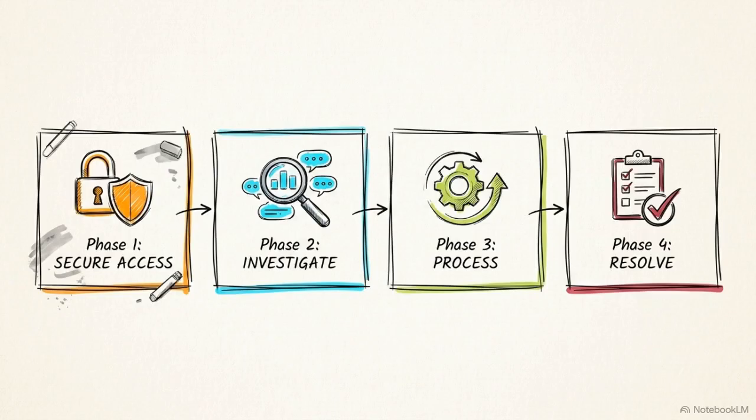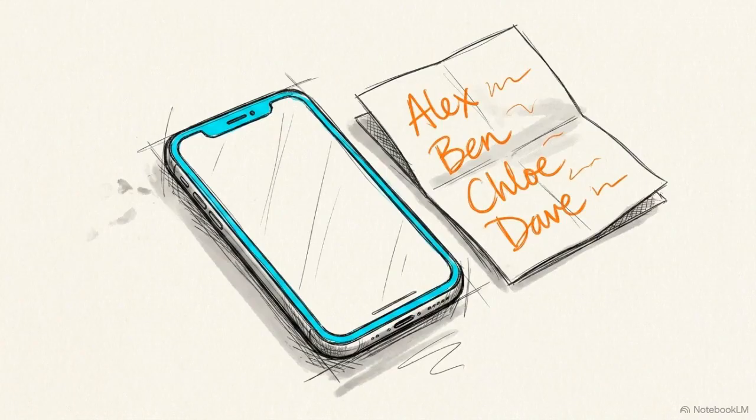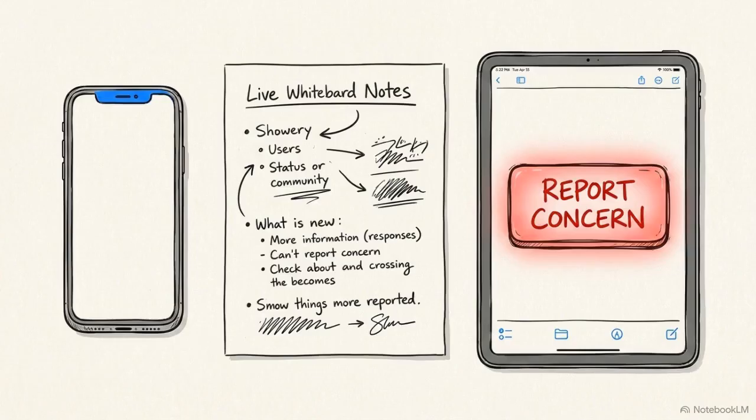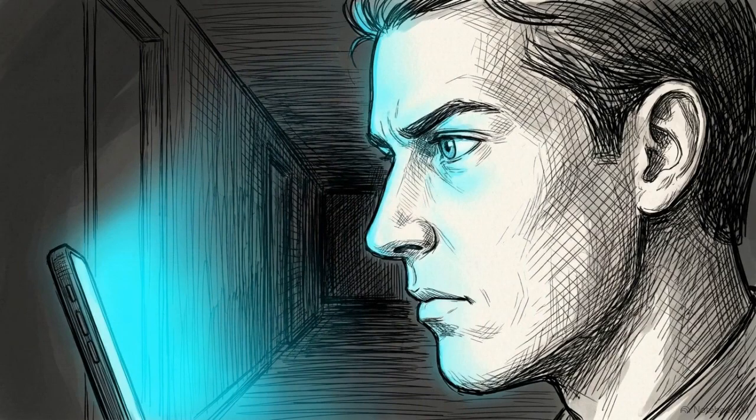We will move through 4 specific steps to ensure your response is both safe and effective. To follow this process, you will need a smart device, a list of trusted adults, and your school's reporting channel. Knowing exactly who to contact and which tools to use transforms a concerning discovery into a manageable series of steps. Having this roadmap ready allows you to move from observation to action without hesitation.